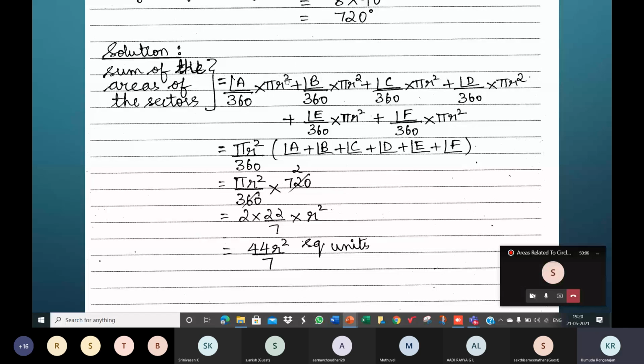So now pi r square by 360 is common. So we have angle A plus B plus C plus D plus E plus F in the bracket. And we know that this sum is 720. We know that the sum of the six angles of a hexagon is 720. On simplifying, 44 r square by 7 square units.